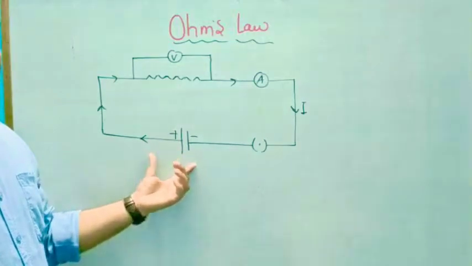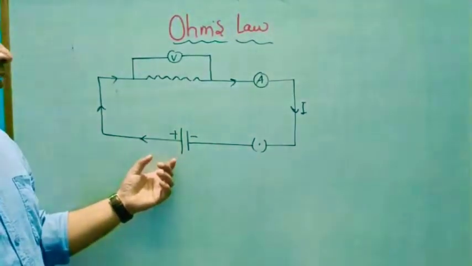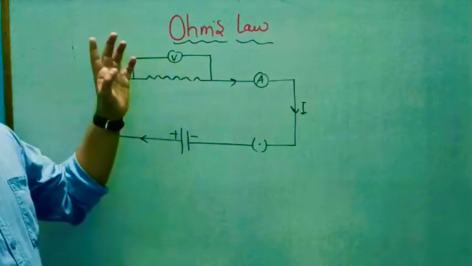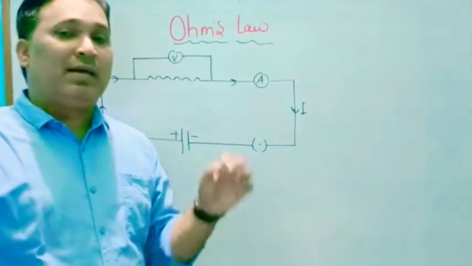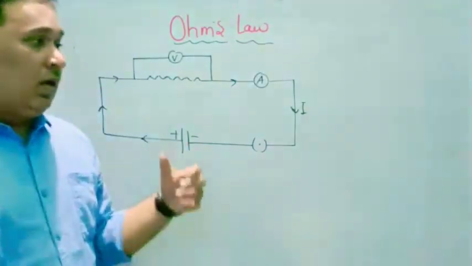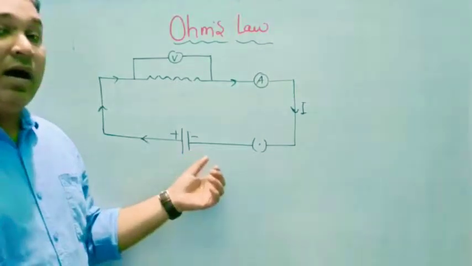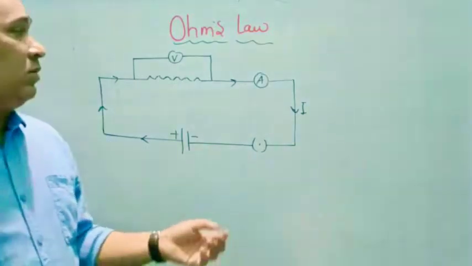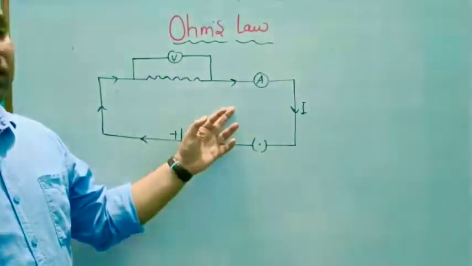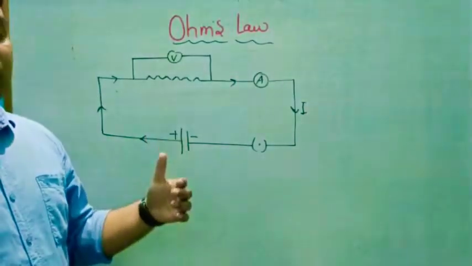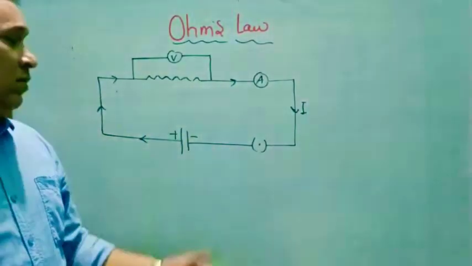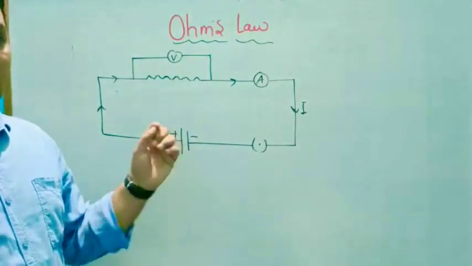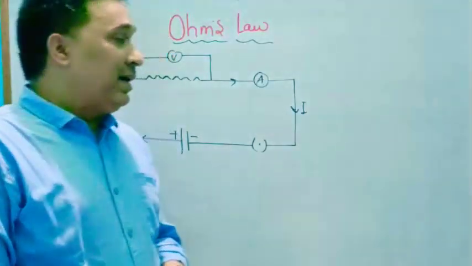As he connected one cell to the circuit and plugged in, he found the potential difference shown by the voltmeter, and he noted down the current shown by the ammeter. Similarly, he added another cell, a combination of two cells, to the circuit, and again noted down the values shown by the voltmeter and ammeter. Similarly, he added 3, 4, 5, 6 cells in the circuit and noted down the values shown by the voltmeter and the ammeter.